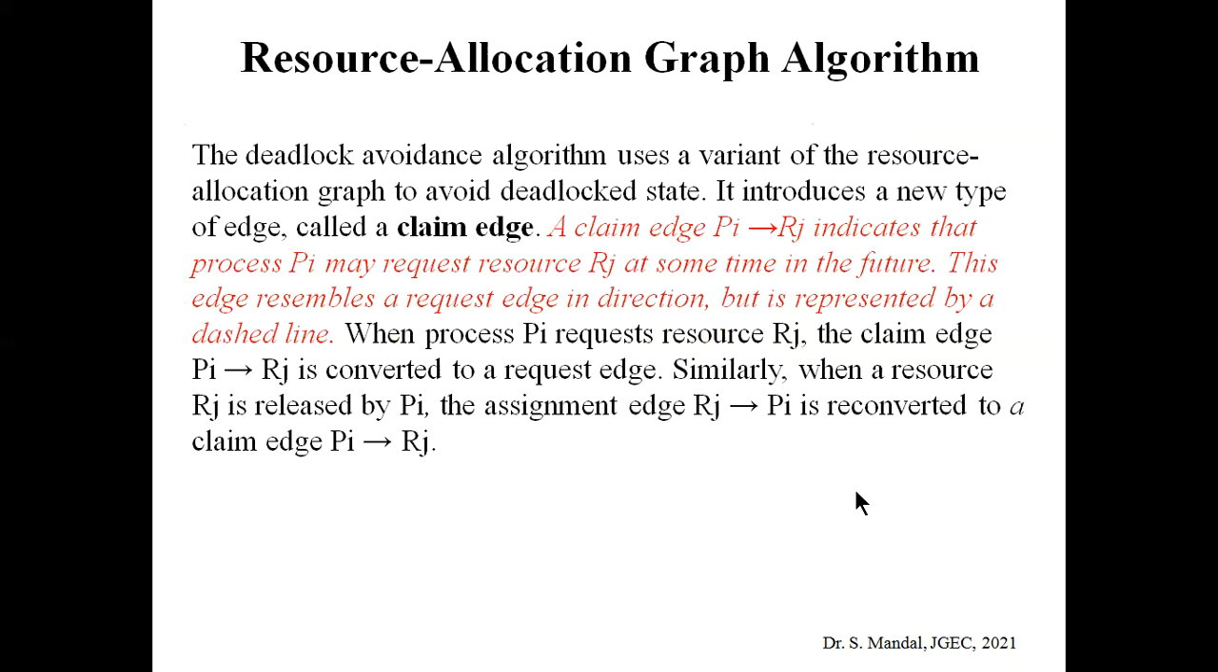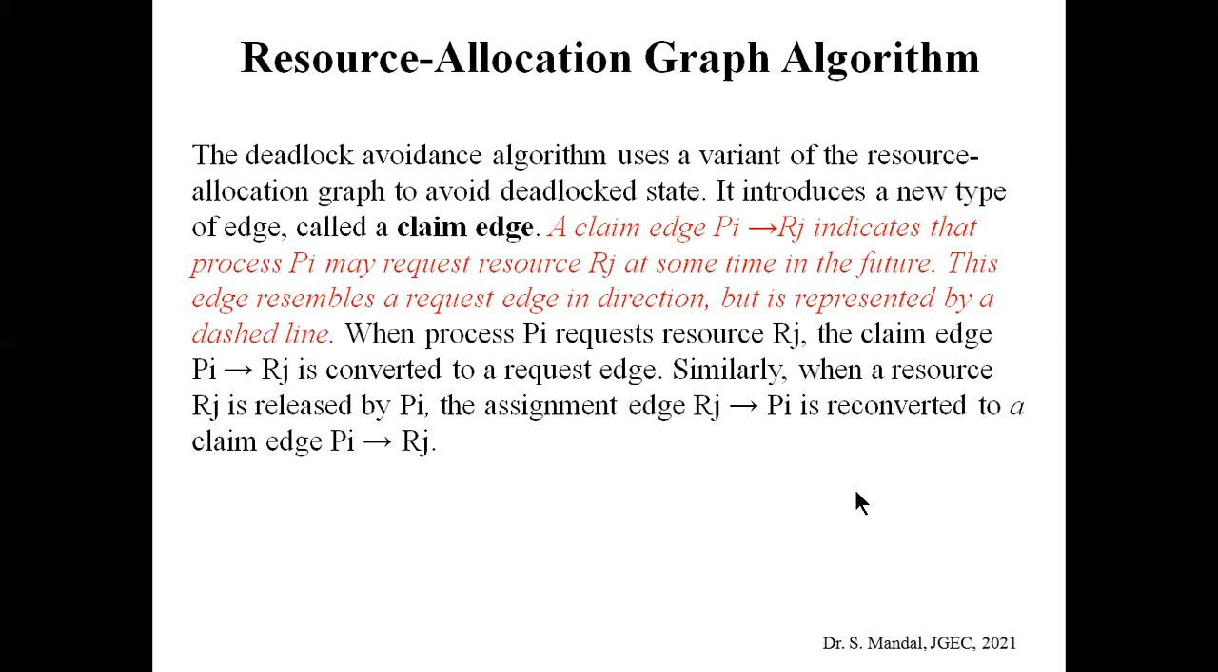let's discuss the first algorithm for deadlock avoidance. Okay, so that is the resource allocation graph algorithm. So what is the resource allocation graph algorithm? The deadlock avoidance algorithm uses a variant of the resource allocation graph. Okay, so here we introduce a new type of edge which is known as the claim edge. Okay, so what is a claim edge?